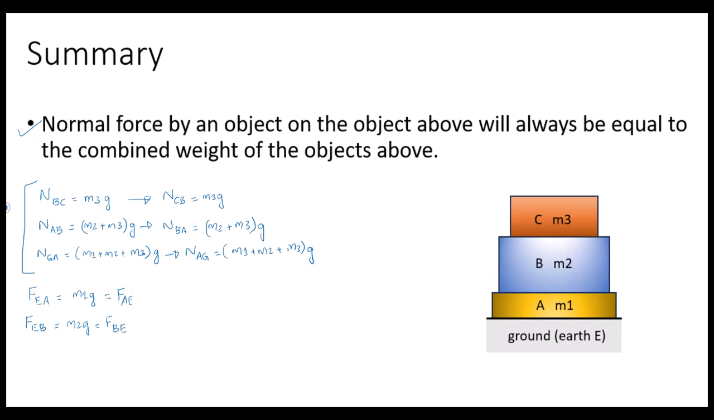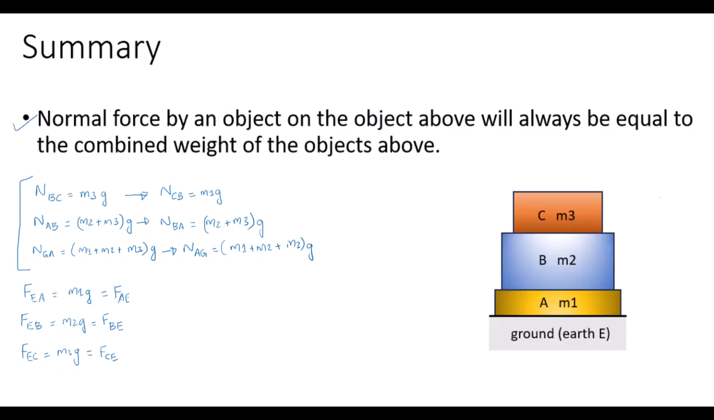Is there any other force of gravitation? Yes, there is an object C. So there is a force of gravitation by Earth on C, which will be equal to the weight of that object, which is m3 times g. And of course, the other force in the action reaction pair will be FCE. So these are the different ways in which the examiner can ask you the questions. Let's say I replace this with any other shape. Here I've taken the rectangular shape. Even if we take any other shape, the concept remains the same. The equations and the forces remain the same.